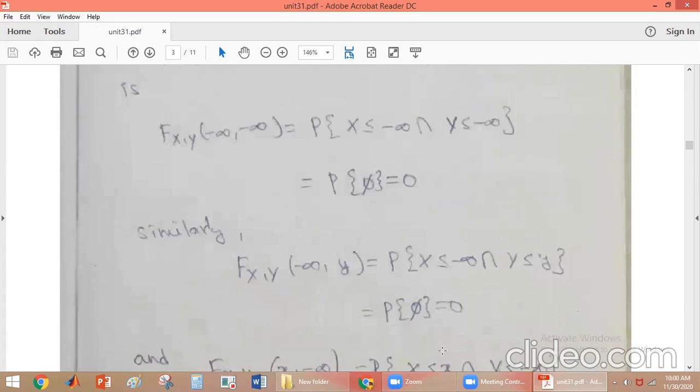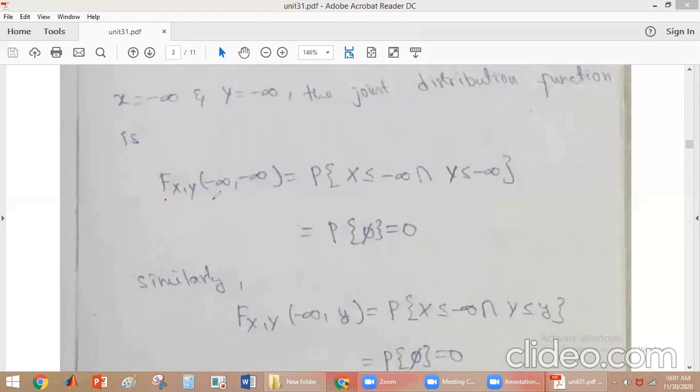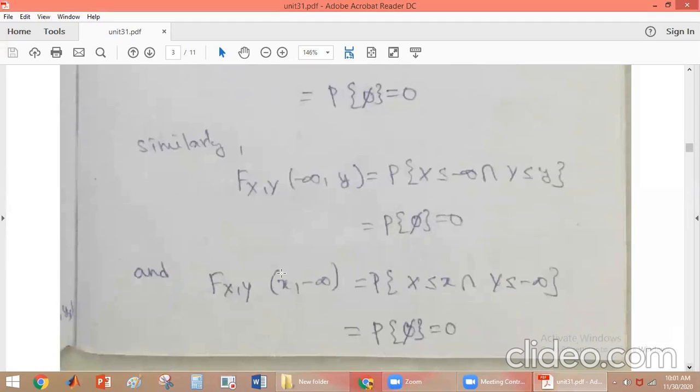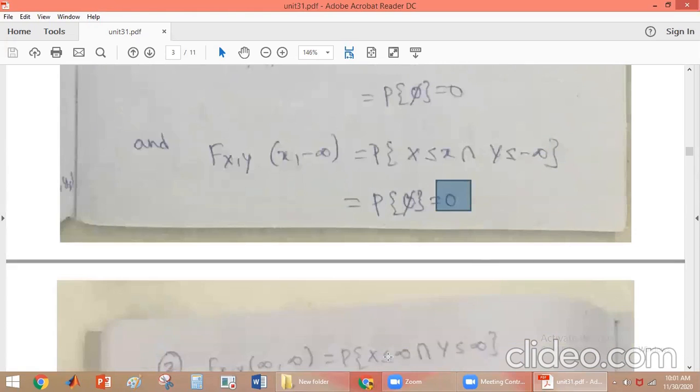What is the first property? Fxy of minus infinity is equal to 0. Fxy of minus infinity comma y is equal to 0. Fxy of x comma minus infinity is also 0. Okay, so with this we have proved our first property. Fxy of x comma minus infinity is equal to 0.